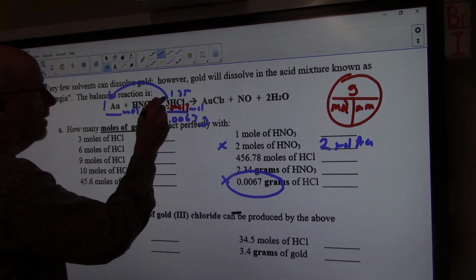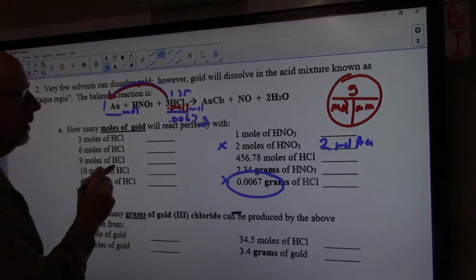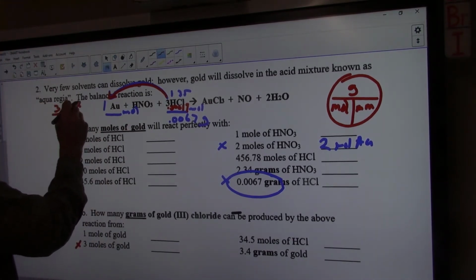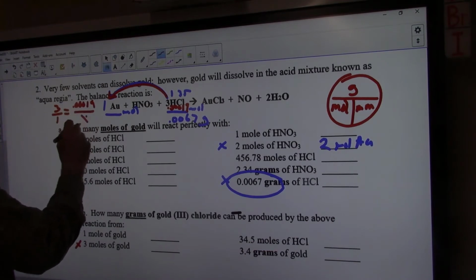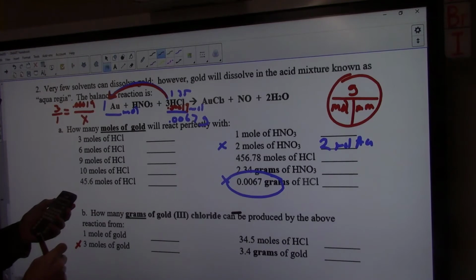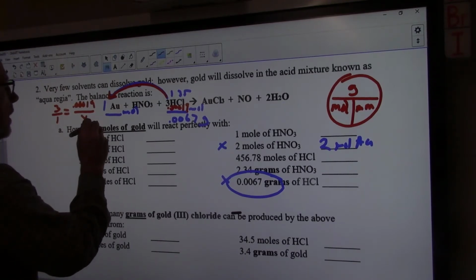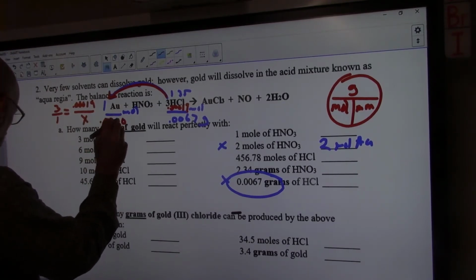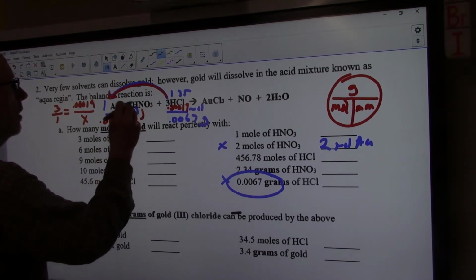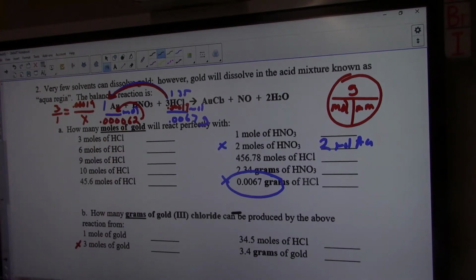0.00019 moles. It's a 3 to 1 mole to mole ratio. So I say 3 is to 1 as 0.00019 is to x. Cross multiply, 3x equals 0.00019. So take that number, divide by 3. My answer is, ooh boy, 0.00006 2 moles of gold. That's how much I'd be making. Alright, that's how those work.